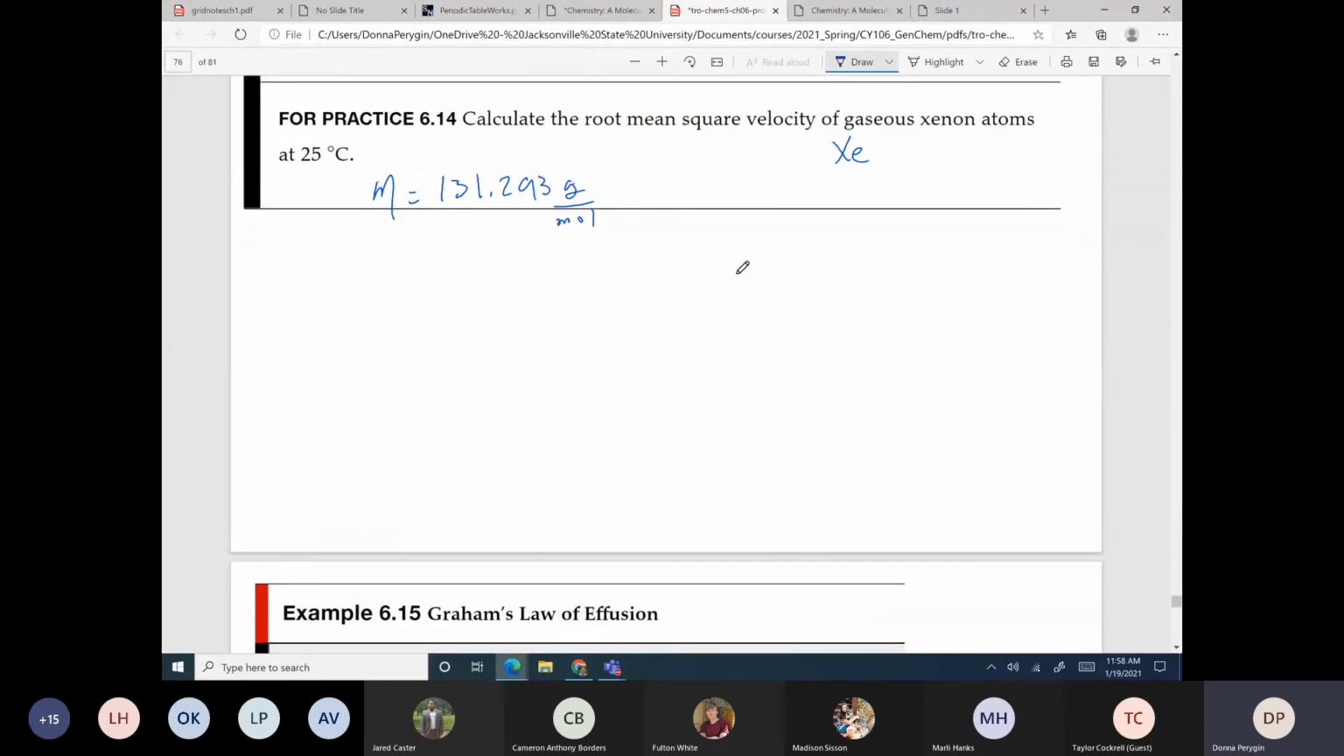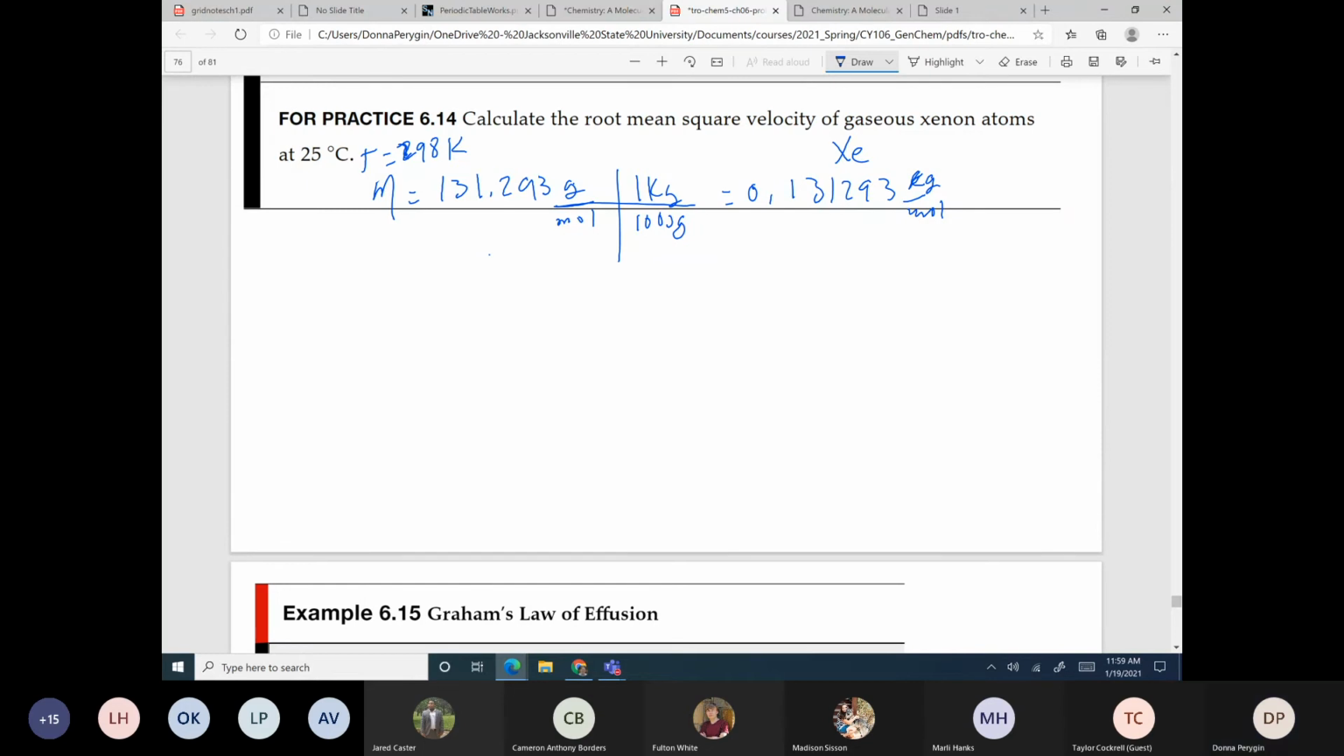All right, and so we have to convert that to kilograms, because we need that for the units. So 1,000 grams is 1 kilogram, which gives 0.131293 kilograms per mole. Okay. All right. So the temperature is 25 degrees C. So that is equal to 298 Kelvin, just like we had in the previous slide.